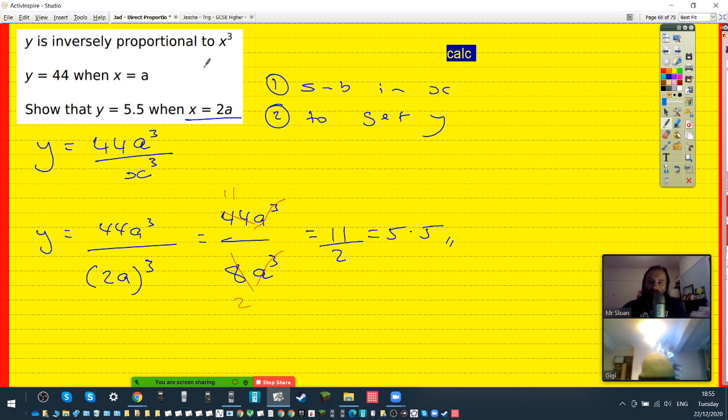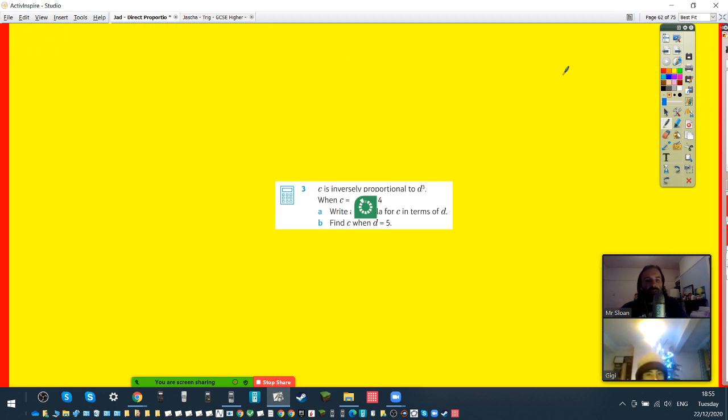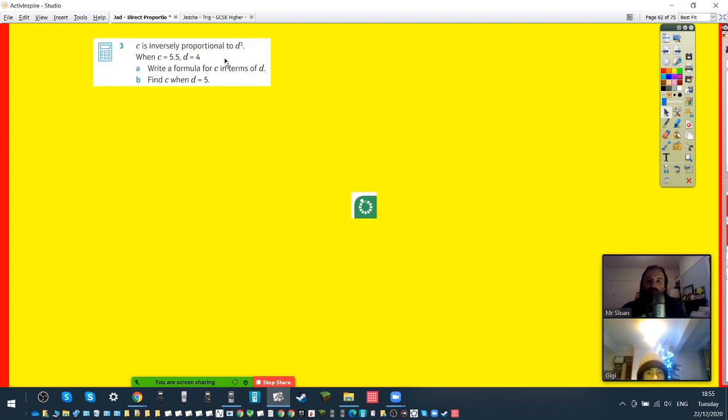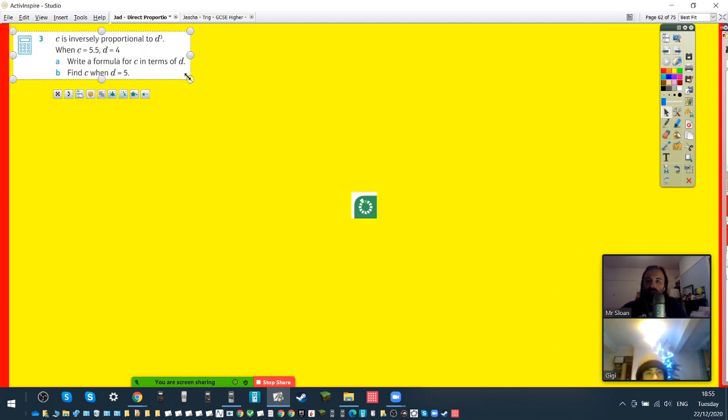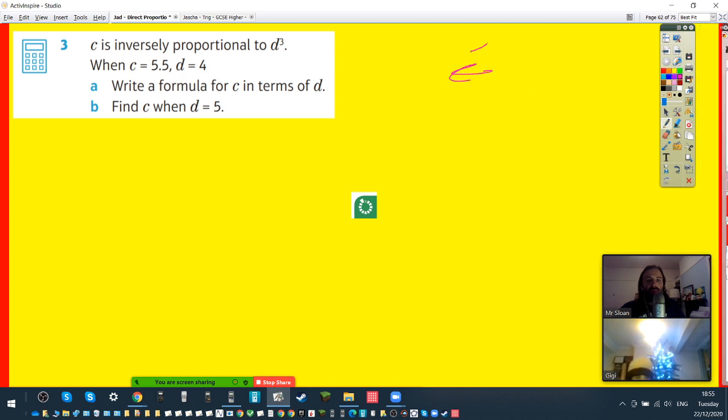Okay, so now they're just doing it algebraically. So this time, instead of k being 44 or something like that, it's 44a cubed. Instead of x being a number, it's 2a. So you have to sub that in, cancel down. Any questions about that one? No. Okay. There we go. Let me see this one. This is inversely proportional. That one's okay. This needs to go back one maybe.